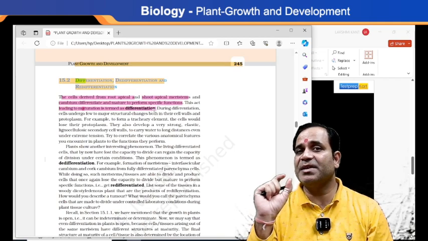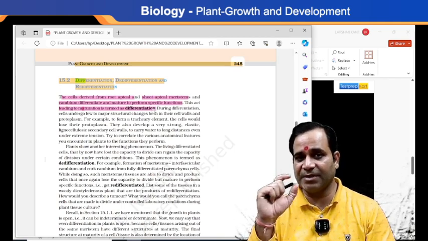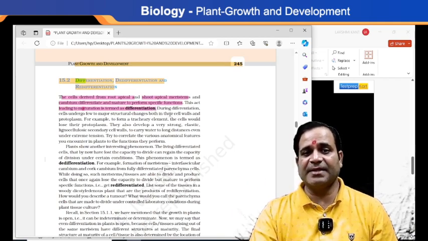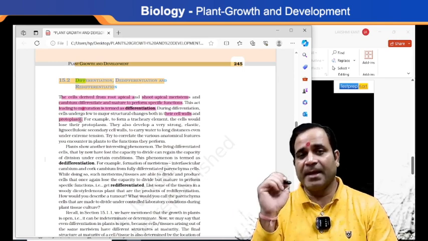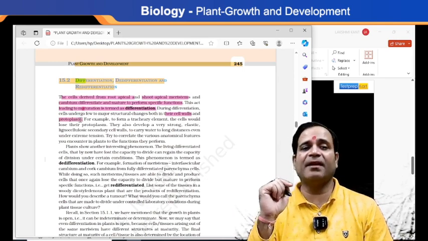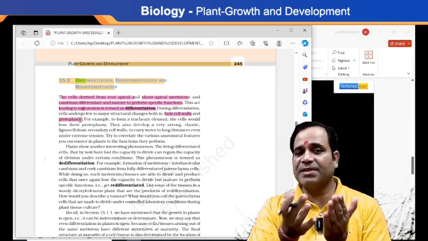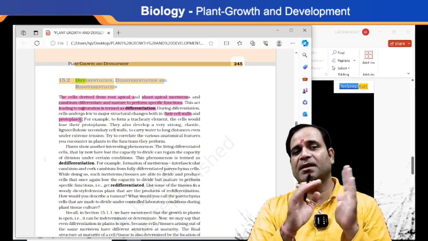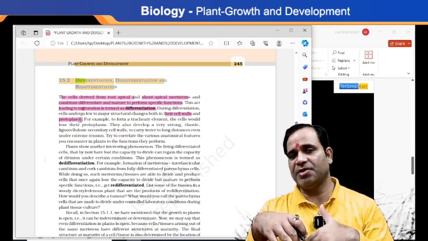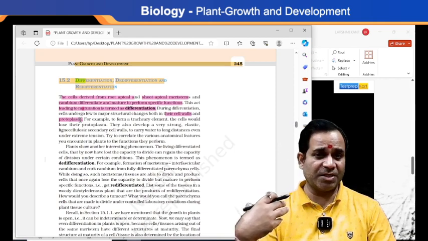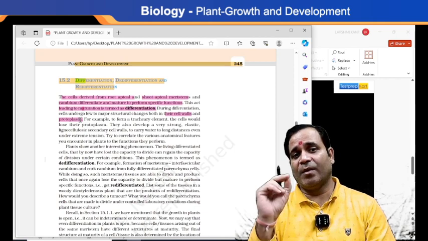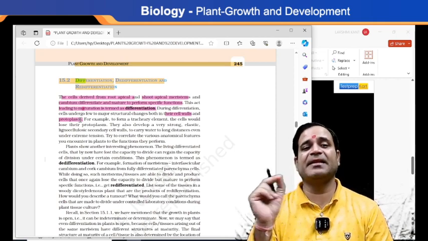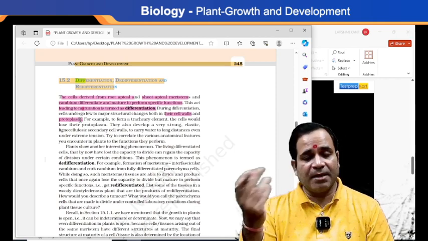So during the differentiation, we all know that the cell undergoes few to major structural changes. What are the few major changes basically in the structure? Yes, in their cell wall and what? Protoplasm. Listen carefully to what I'm saying. Whenever differentiation takes place, it undergoes structural changes in two ways. One is in their cell wall, and second one is their protoplasm.